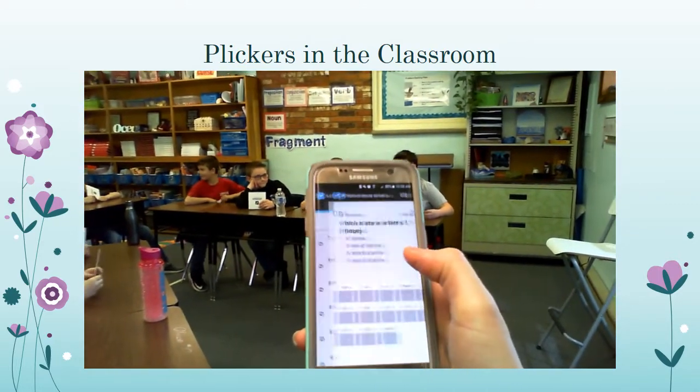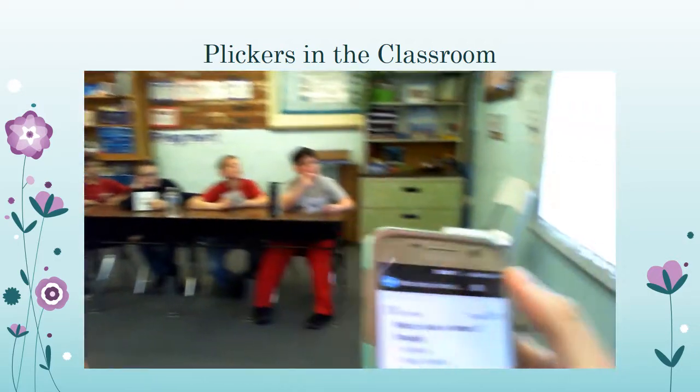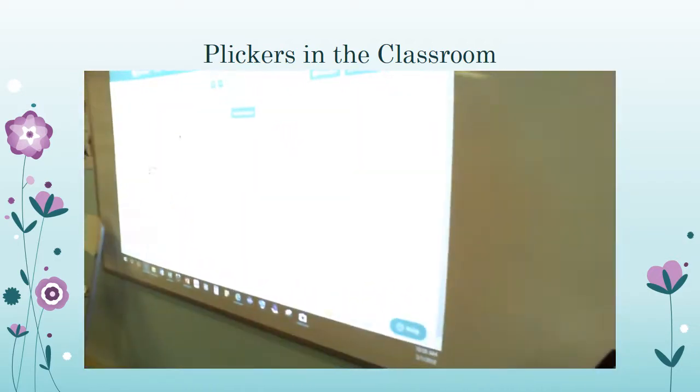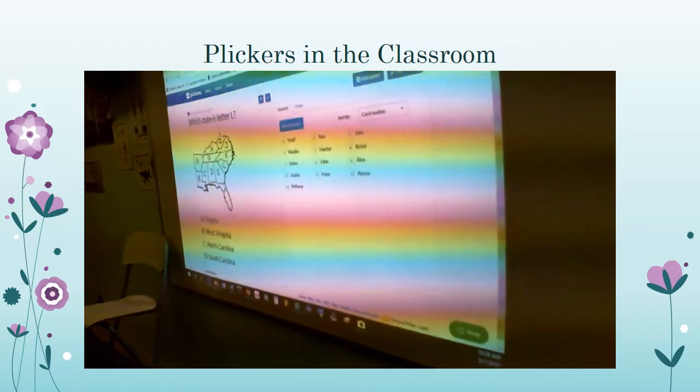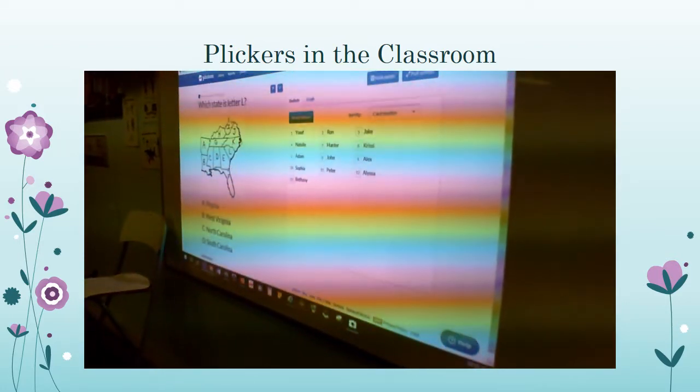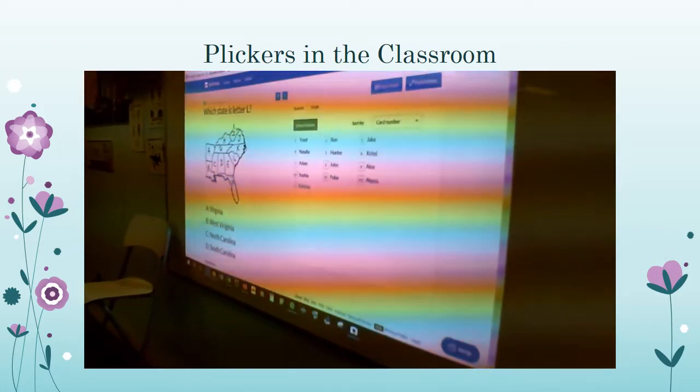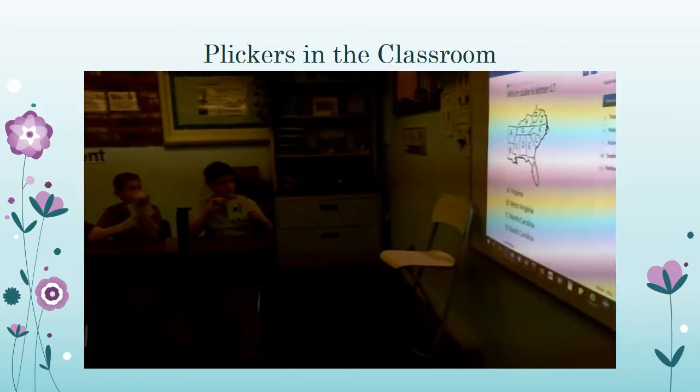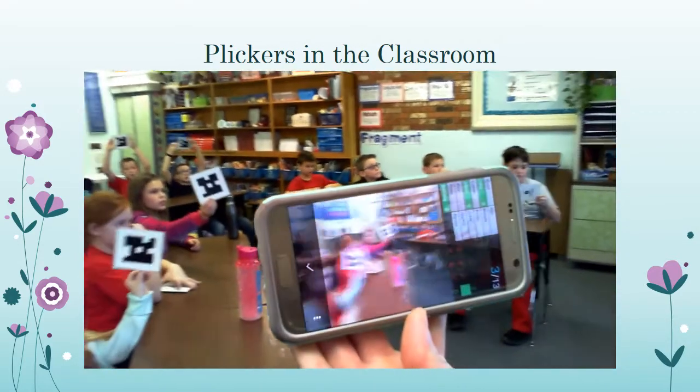Let's try some geography. Something awesome about Plickers is you can include pictures onto yours. So here I have a picture with some states we've just learned, and they are going to select which state is letter L.